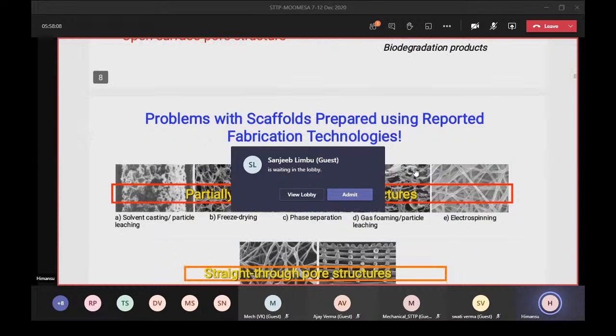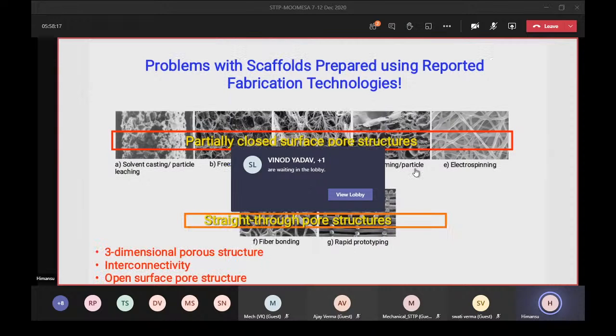So I'll tell you there are some problems with the porous scaffolds that have been reported in the fabrication technology, because if you search the literature you can find lots of porous scaffolds that have been prepared by different kinds of techniques. For example, solvent casting, particle leaching, freeze drying, phase separation, gas forming, and also electrospinning, fiber bonding and rapid prototyping.